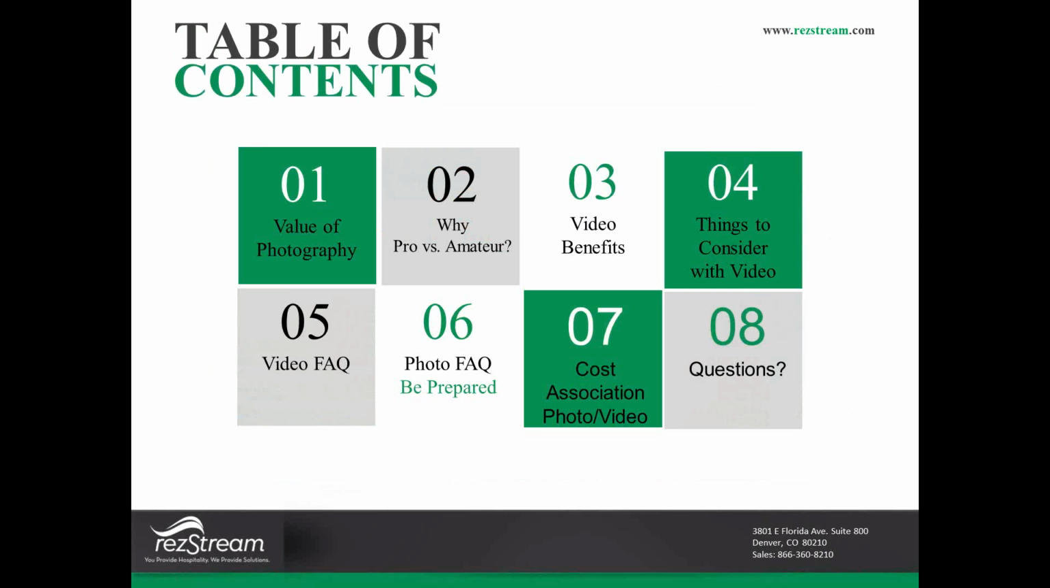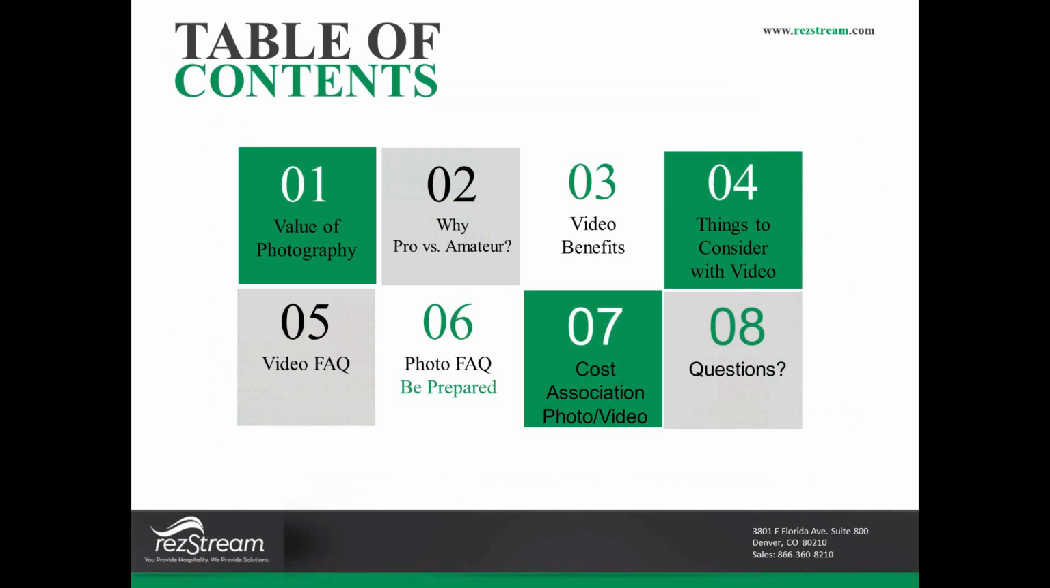So real quick, I'll jump back in. Table of contents of what we're going to cover today. The value of photography and its importance. Then we want to show you some differences between hiring a professional versus an amateur, to help you understand the differences so that you can make the proper business decisions for your property moving forward.